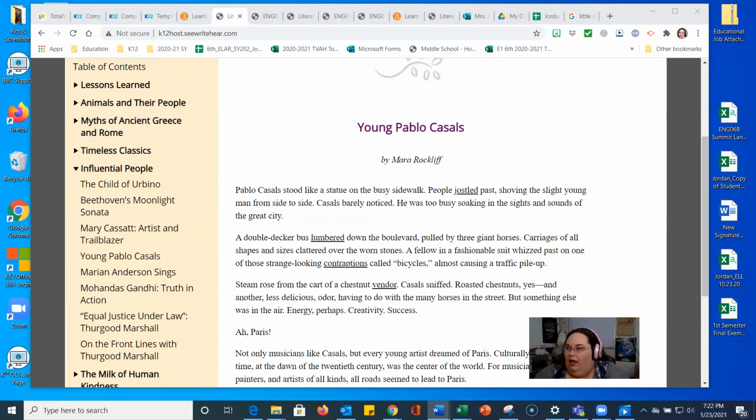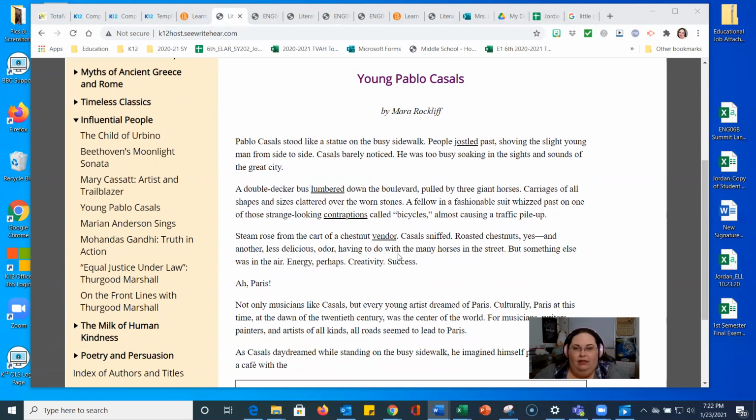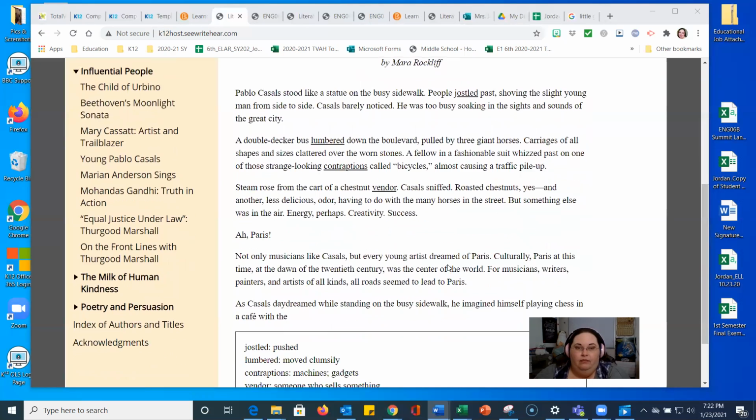Okay. And what type of text is this? Well, we're going to have to read a little bit of it to figure it out. It's probably, like before, going to be a bio, but it could be historical fiction. What do we think it's going to be about? Well, obviously Pablo Casals, and probably, since he was an artist, it's probably also going to be about art.